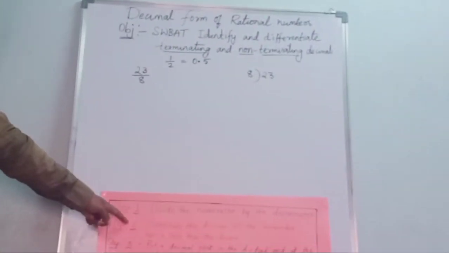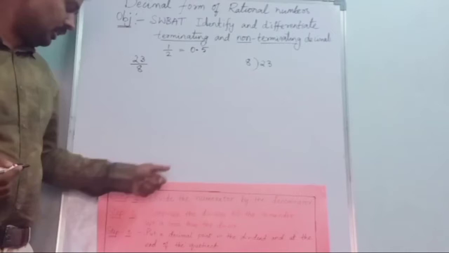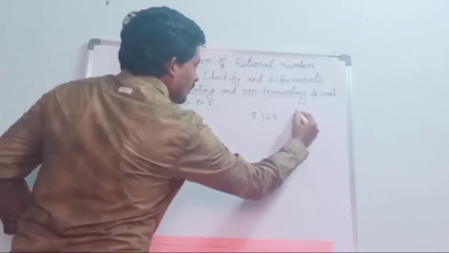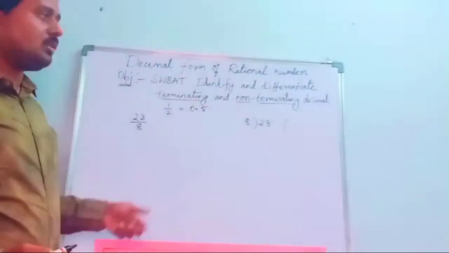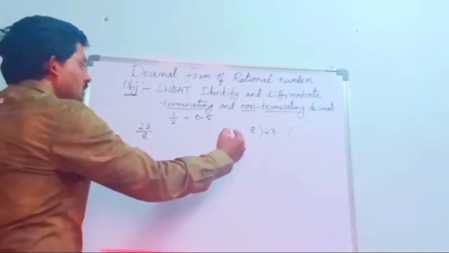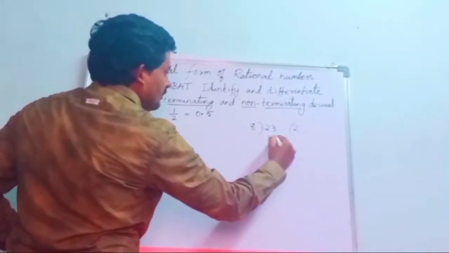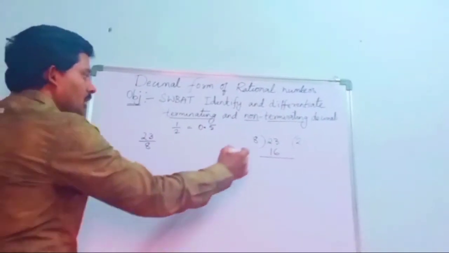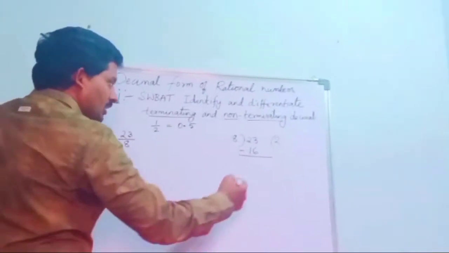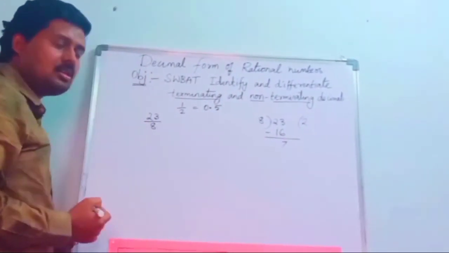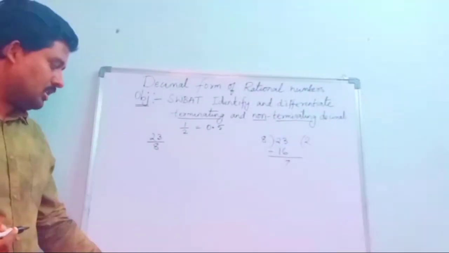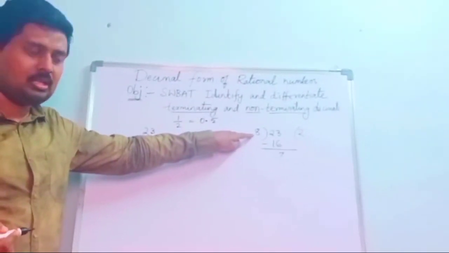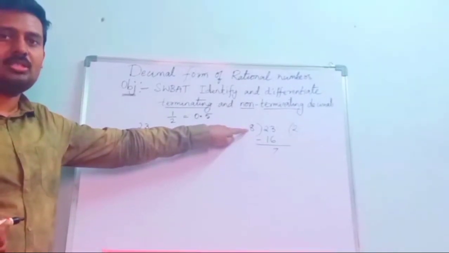The second step says continue the division till the remainder left is less than the divisor. So we will try to divide this. 8 times what is the closer number to 23? 8 2s is 16, right? 8 3s is 24. So we cannot take 8 3s are 24. Now if we subtract 23 minus 16, we get 7, right? Now here we got a remainder which is less than the divisor. 7 is less than the divisor. Yes or not? Yes. 7 is less than the divisor, which is 8.